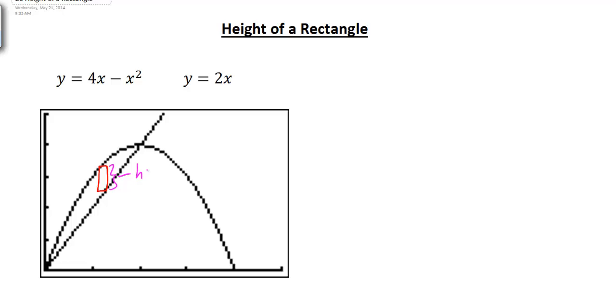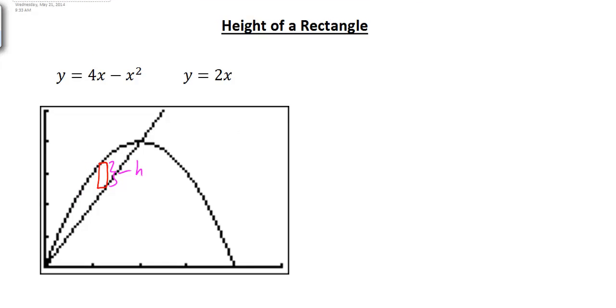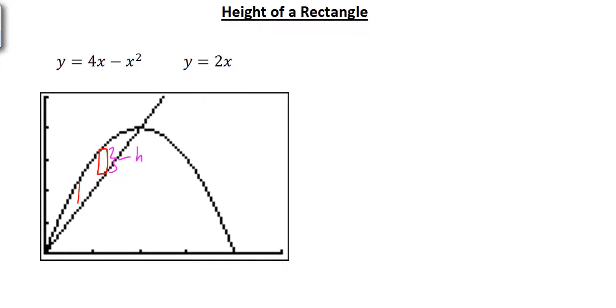Now, I'm not saying that I want to find the height of this specific rectangle. I want to know what would be a way that we could come up with a function to represent the height of any rectangle, no matter where I draw it, in between these two particular graphs. How could we come up with a function to represent that particular height?